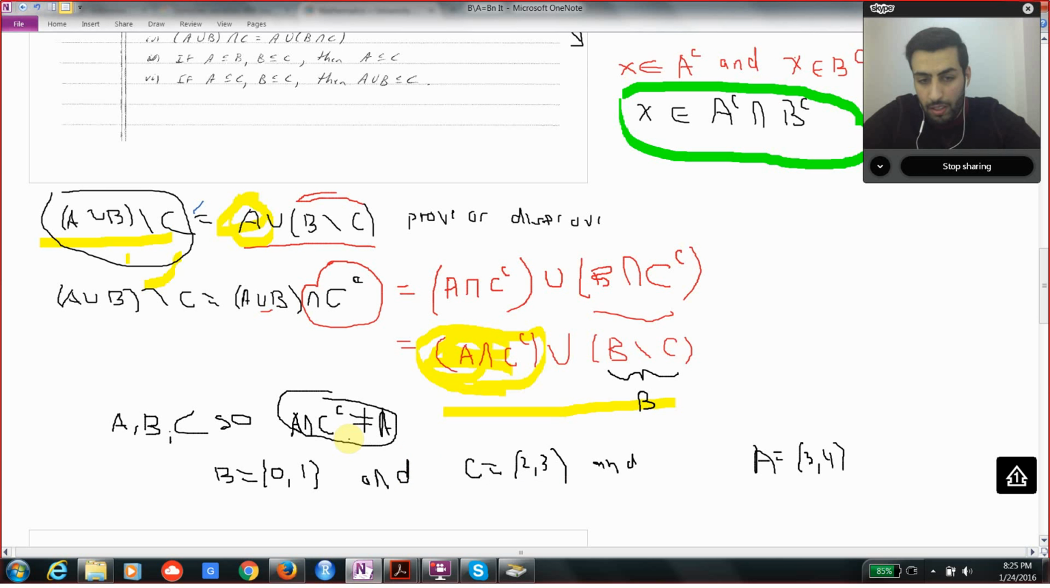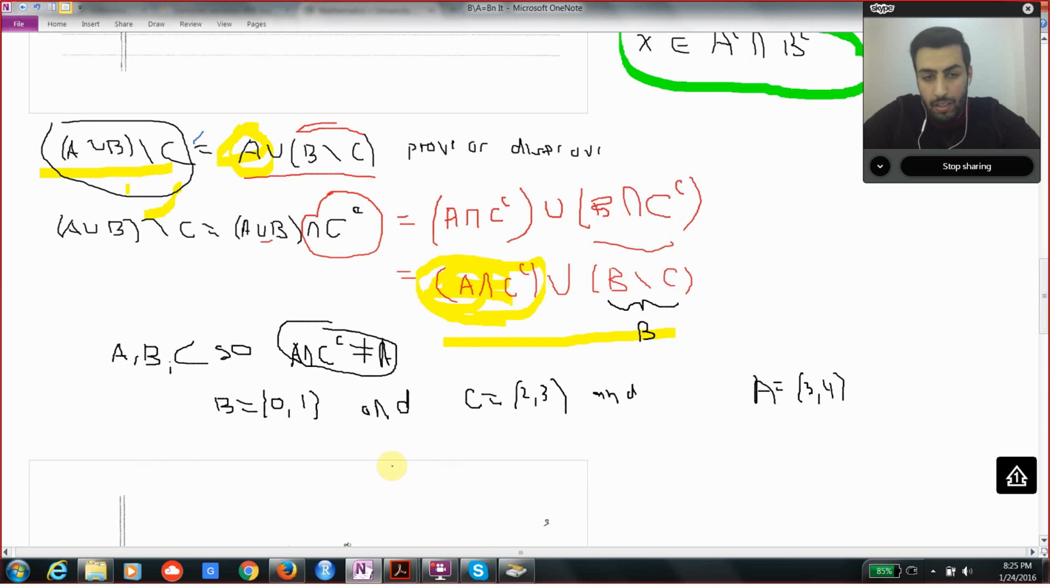Okay, that's a good question. So let's let everything be equal to 0 through 4. We call this the universe. This is all the numbers. I'll let that be everything. Good question. Okay, so now let's show this is wrong. So let's look at what is A intersection C complement. Well, C complement is what?